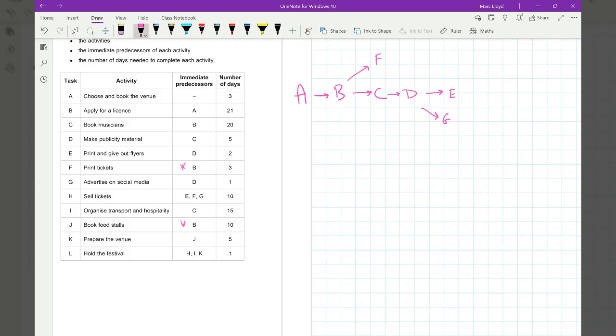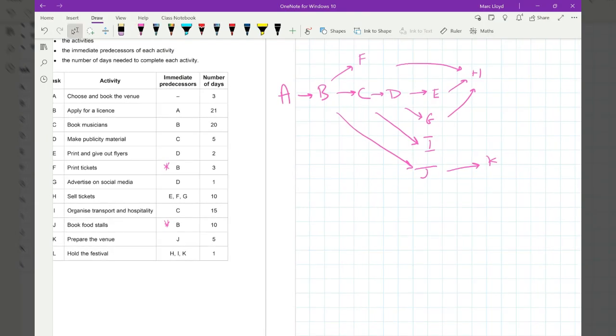H is after E, F, and G. So H, I'm just going to pop here, and that can have 3 arrows float to it. I is after C. I'm going to put I into there. J is after B, so I'm going to have J down there as well. K comes after J. And then L is after H, I, and K. So into there, into there, into there. So I've made it work. I like the look of that.